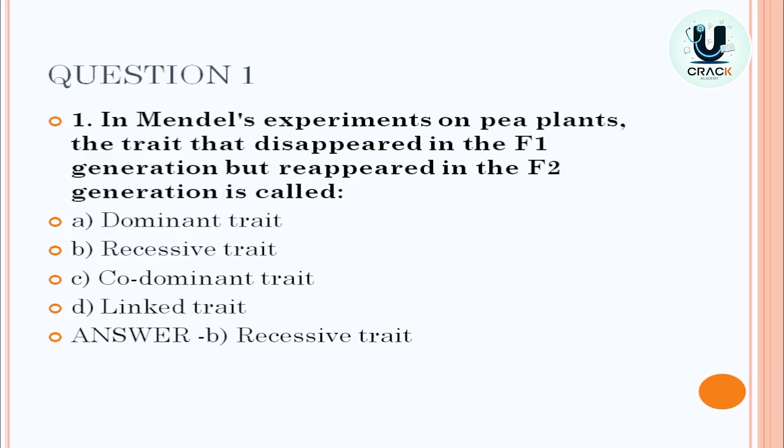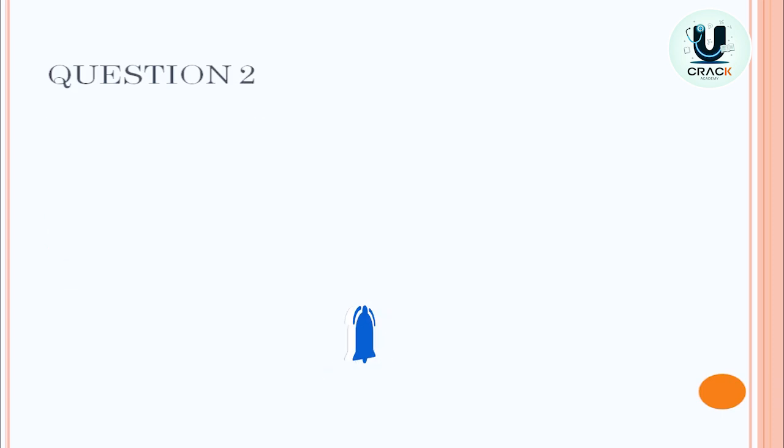Followed by a few questions. Question number 1. In Mendel's experiments on pea plants, the trait that disappears in the F1 generation but reappears in the F2 generation is called A. Dominant trait, B. Recessive trait, C. Codominant trait, D. Linked trait. Answer B, recessive trait.